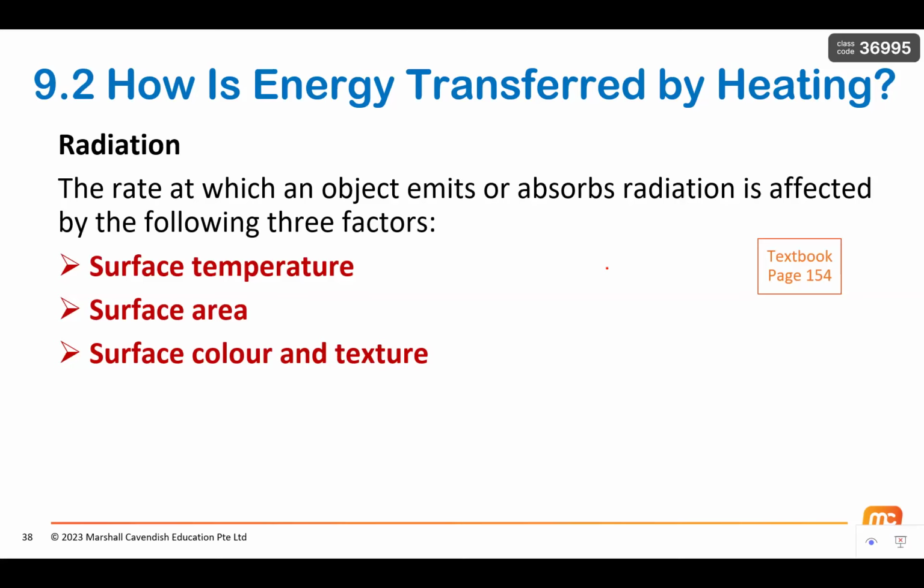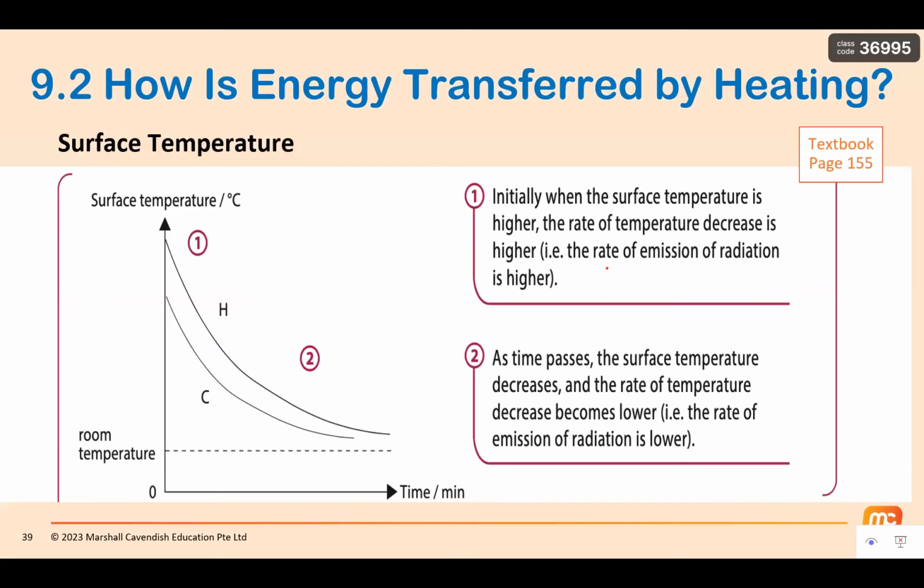Okay, so infrared radiation, the rate of absorption or emission, depends on three factors: the surface temperature, surface area, and surface color and texture. For surface temperature, you can see that as I cool something down, the temperature doesn't drop constantly. It's not a straight line down. It's a curve. At the start, the curve is very steep. It means that the temperature drops very fast. Within a short period of time, the temperature drops a lot.